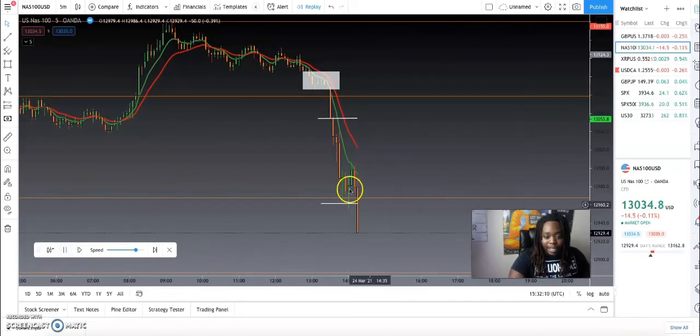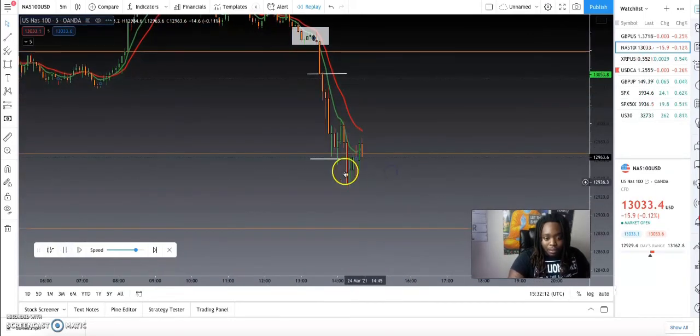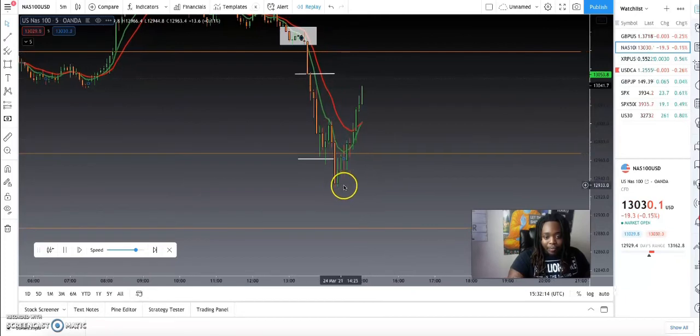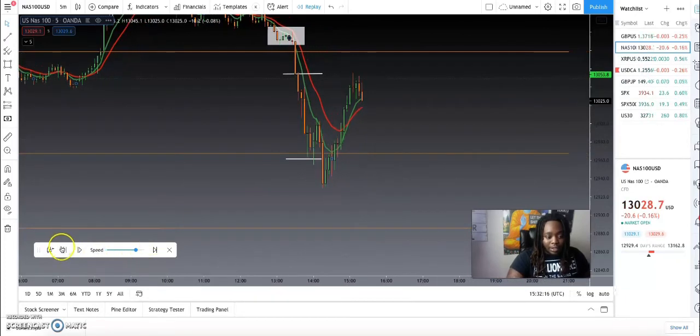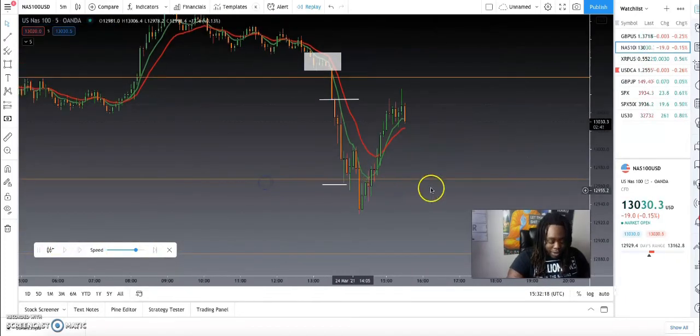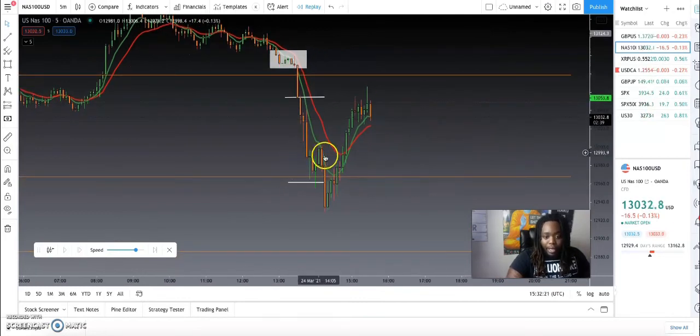So it didn't break it until here. All right, so look, this is where we at right now. It broke this pivot, so you could have got in again. You could have got in for a sell. Boom. Took profit. But where did it go? It did not come down here. Where can it potentially go? Back up to this pivot.